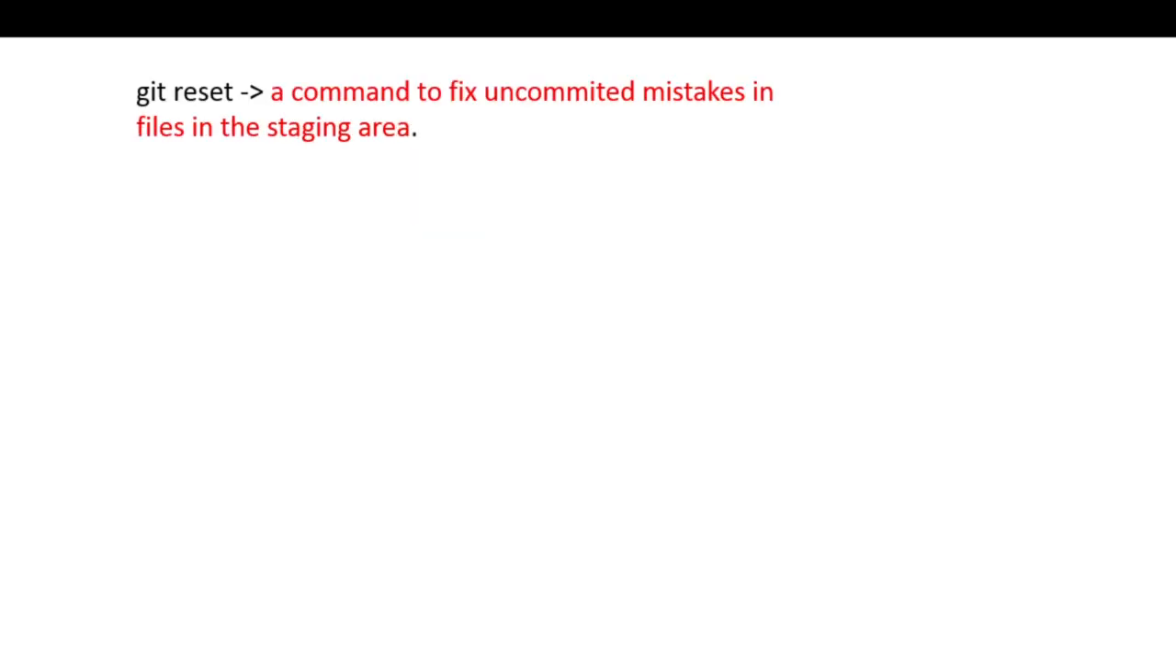The list is not exhaustive. You have git reset, a command to fix uncommitted mistakes in files in the staging area. I talked about the staging area just now, and about tracked files and untracked files. Just know that a file you want Git to track by using git add is in the tracking area, and before you commit such a file, you can use the git reset command to fix errors in it.